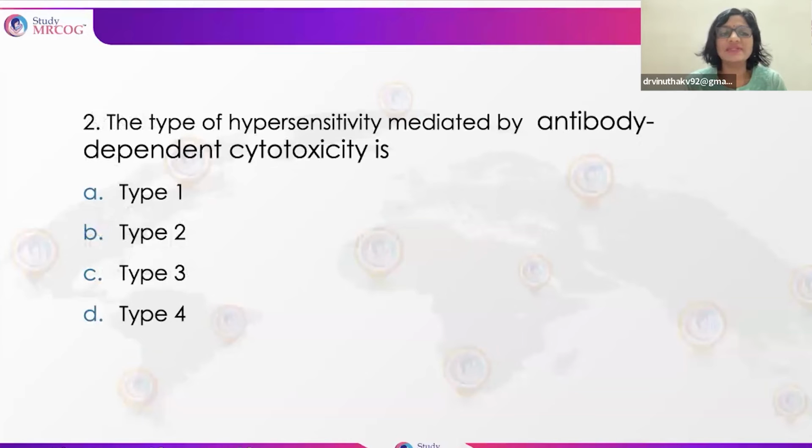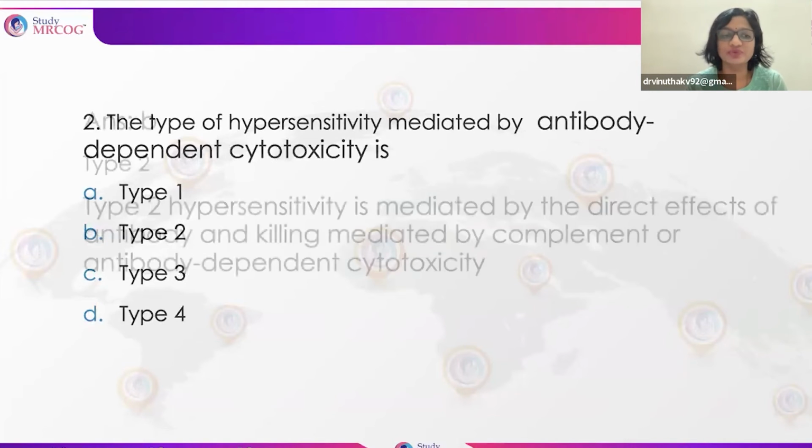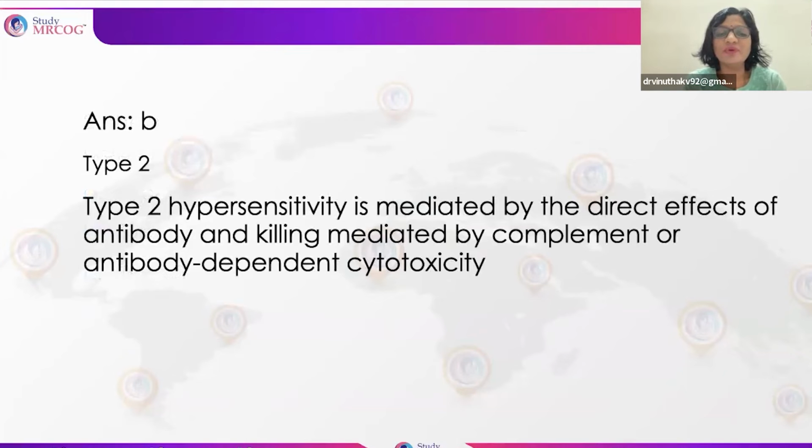Coming to the second question, the type of hypersensitivity mediated by antibody dependent cytotoxicity is. So it is antibody dependent. You know IgG and IgM. IgG and IgM come in which type of hypersensitivity reaction? It is type 2. Type 2 hypersensitivity is mediated by the direct effects of antibody and killing mediated by complement or antibody dependent cytotoxicity.